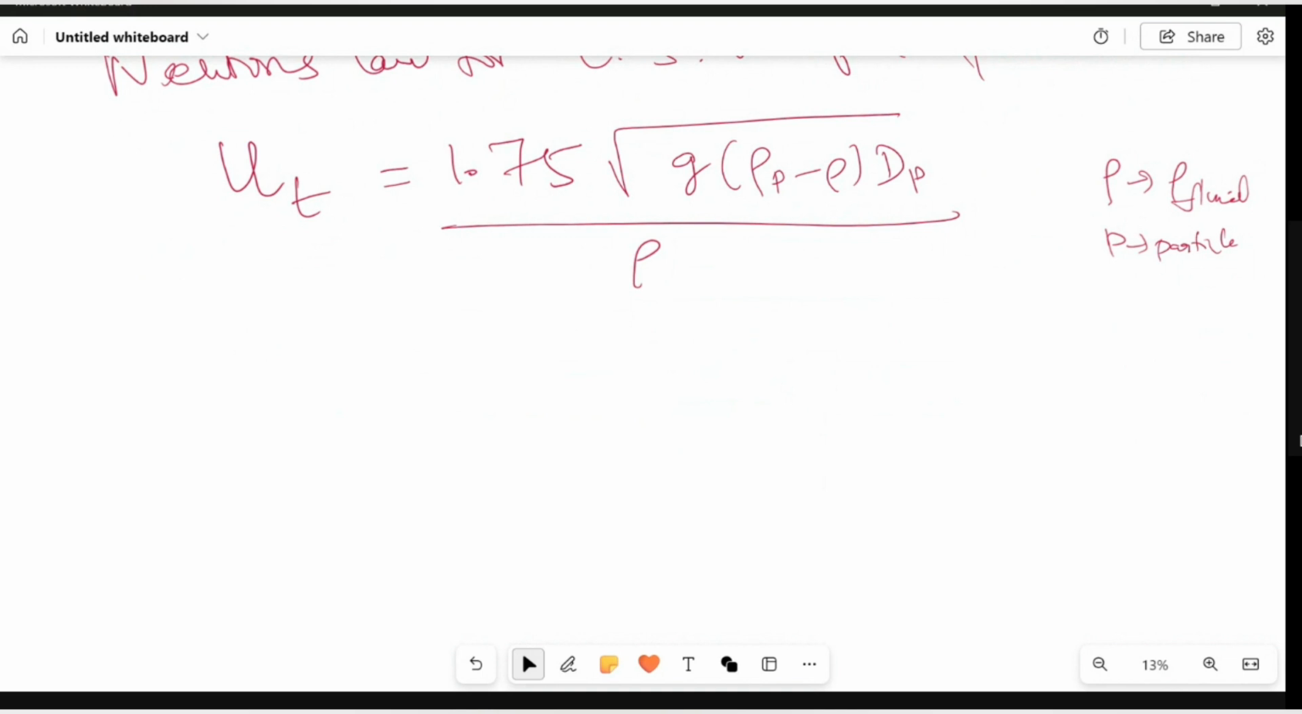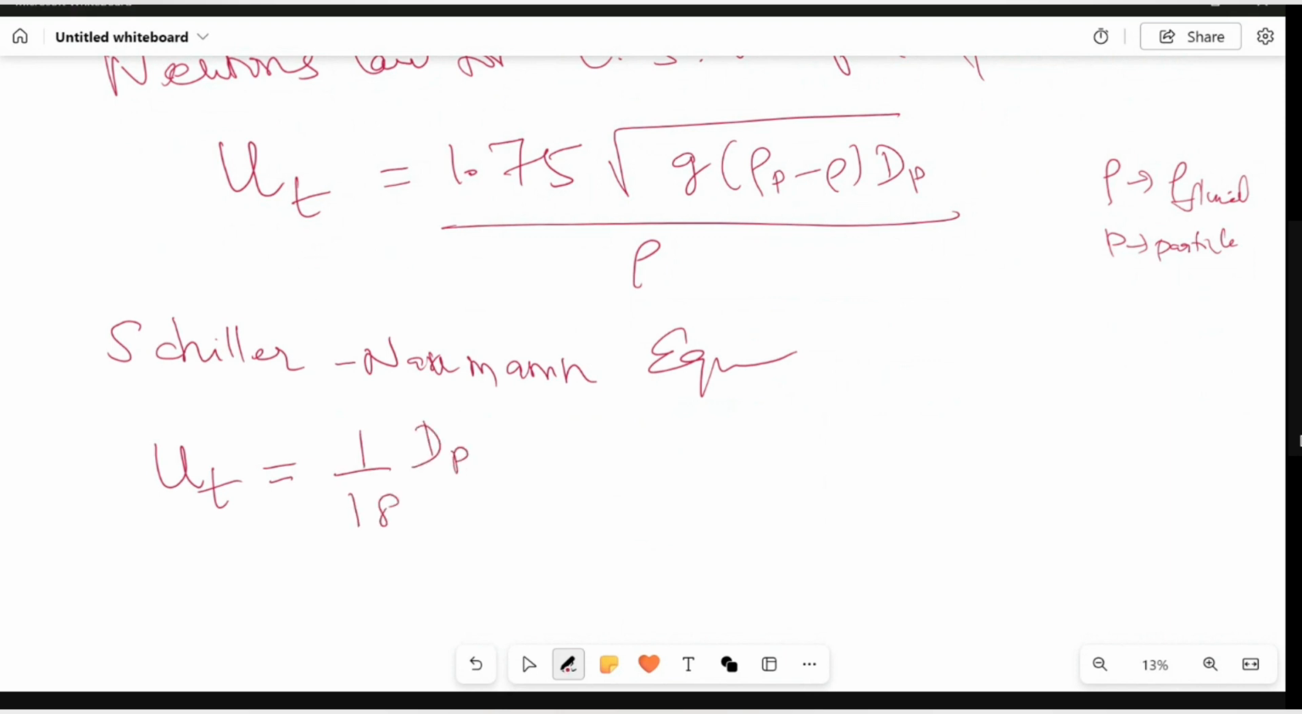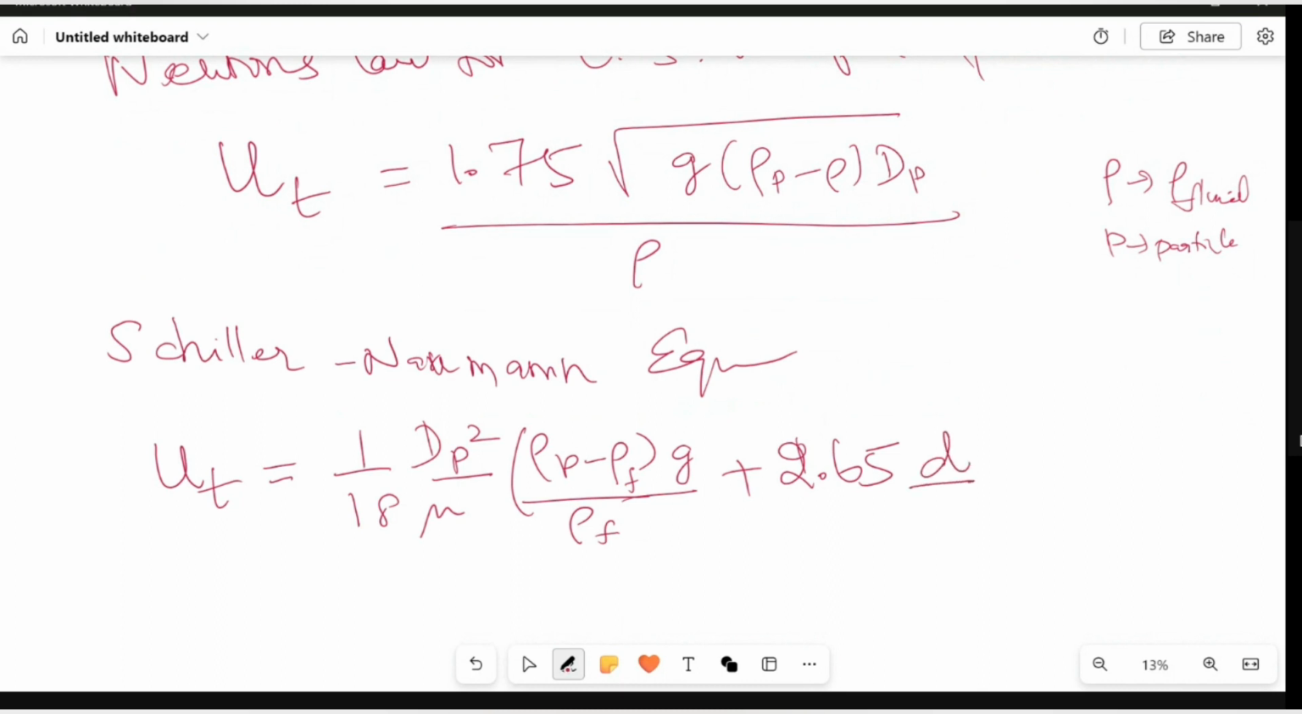And we have another empirical equation which is called Schiller-Naumann, which states the terminal settling velocity is equal to 1 by 18 into diameter of the particle square by mu into (rho p minus rho) by rho f, where rho f is the density of the fluid, plus 2.65 diameter mu.